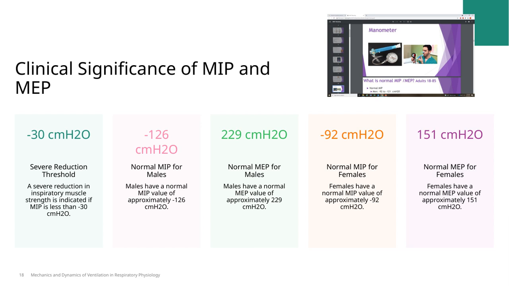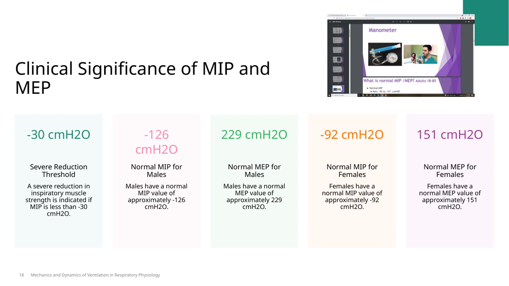It's also crucial to recognize what indicates a severe reduction in inspiratory muscle strength. If the MIP drops below a certain threshold in centimeters of water, that suggests significant weakness, which can impact breathing efficiency and overall respiratory function. Understanding these thresholds helps us identify patients who might be at risk or need further assessment.